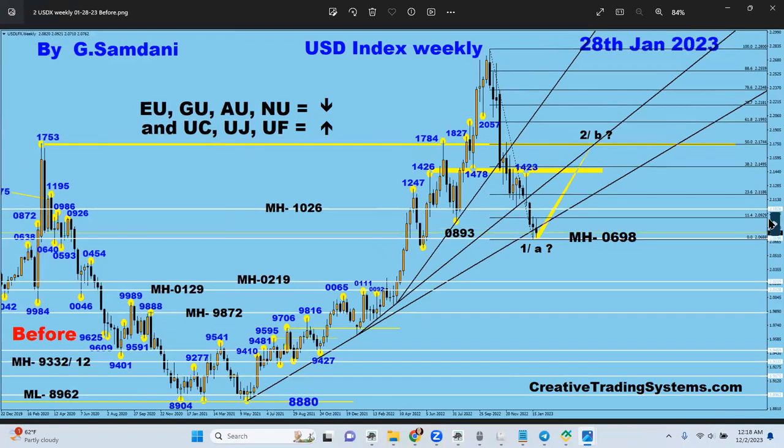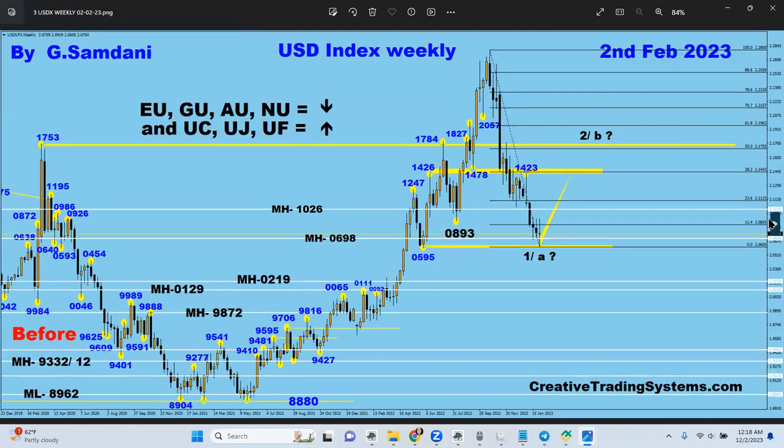This is January 28, then February 2nd. It came down a little bit lower to this number, right? From 0698 it dropped to 0595. And I still said, okay, from here, the first target is 1426. But this is the ultimate target right there, 2B. So after that, it started to go up.